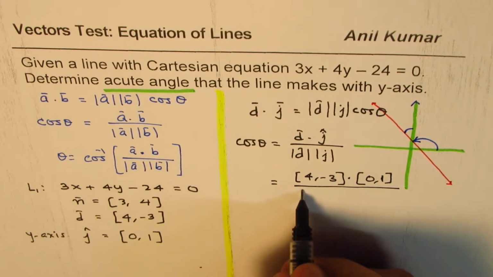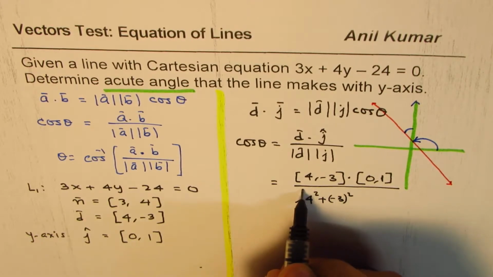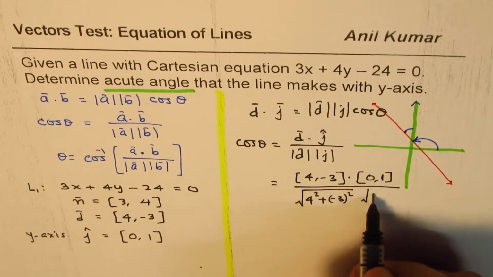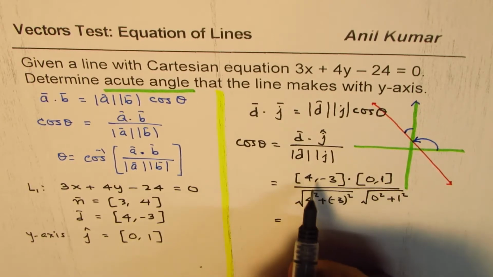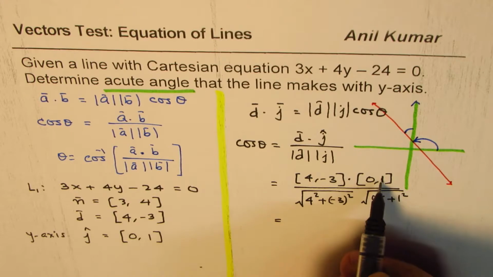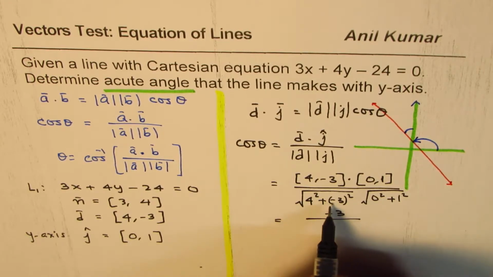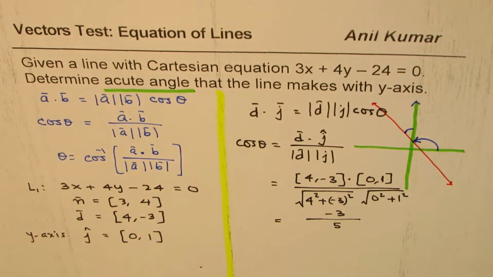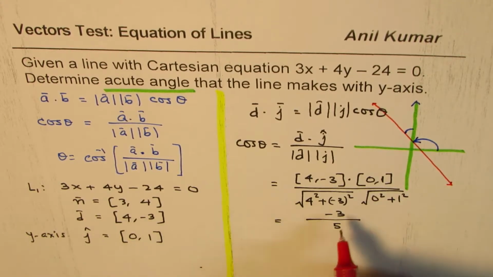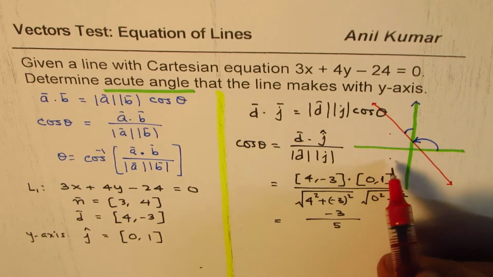and the magnitude of d is square root of 4 squared plus minus 3 squared, times the magnitude of j, which is a unit vector. Anyway, so 4 times 0 is 0, and minus 3 you get in the numerator. In the denominator, 16 plus 9 is 25, square root is 5. So that's what we get as cosine theta, minus 3 over 5. Now when I say cosine theta is negative, that means the angle is probably in the second or third quadrant, correct?